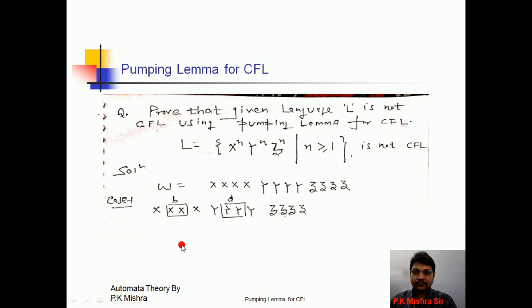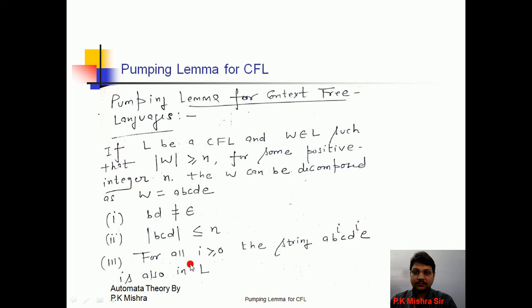This string, 6 times x, 6 times y, 4 times d, is not a part of this language. Means this property, the third property, is not satisfied by the given language. This is the third property: for all i greater than or equal to 0, the string a b^i c d^i e is also in the language.